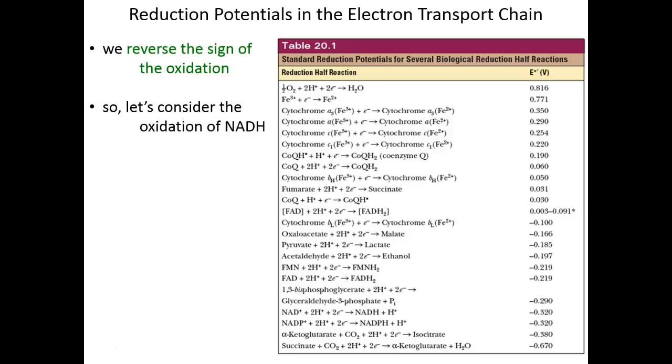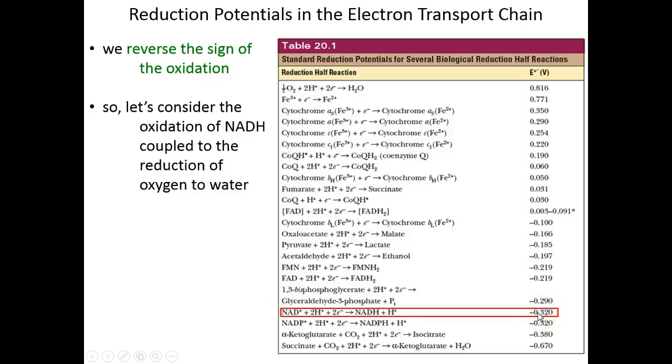Let's consider the oxidation of NADH. Here we have the reduction potential for the reduction of NAD to NADH, and that has a value of negative 0.32. If we consider the oxidation of NADH plus H to NAD plus, what value would that have? If we start with NADH plus H and we go to NAD plus, that would have a value of positive 0.32. We flip the reaction, we flip the sign. The reduction has a negative value, the opposite oxidation has that same value as a positive.